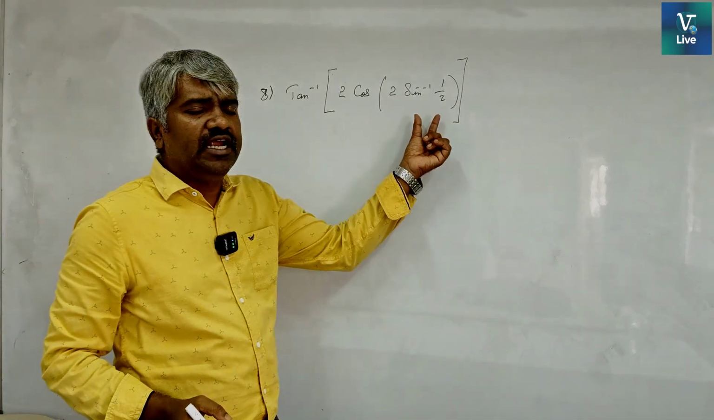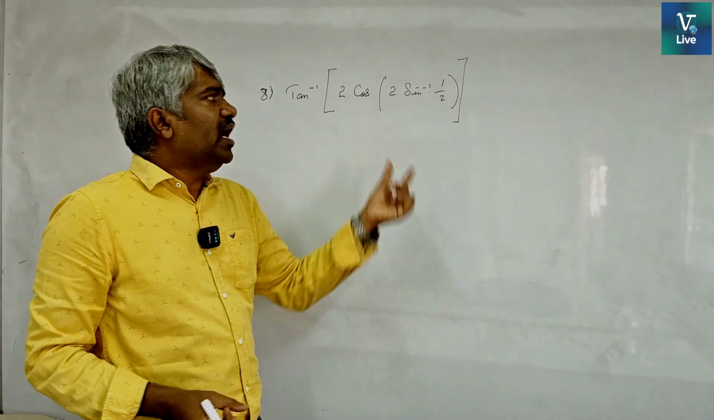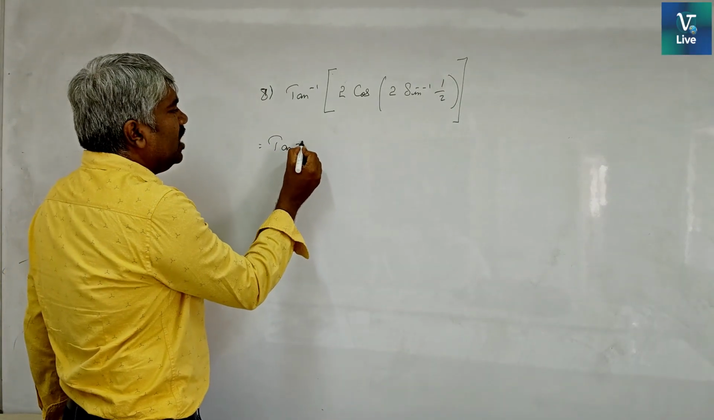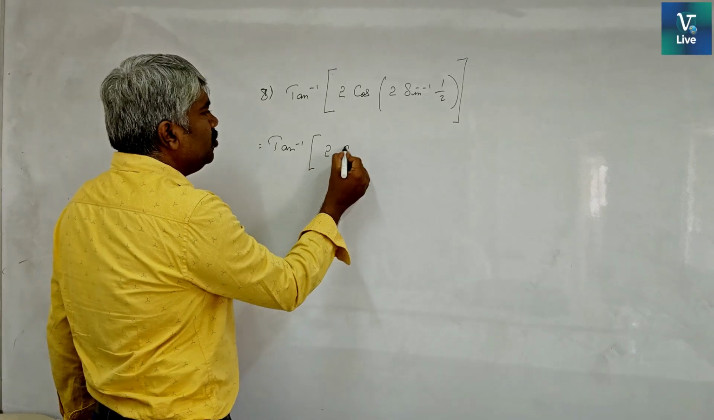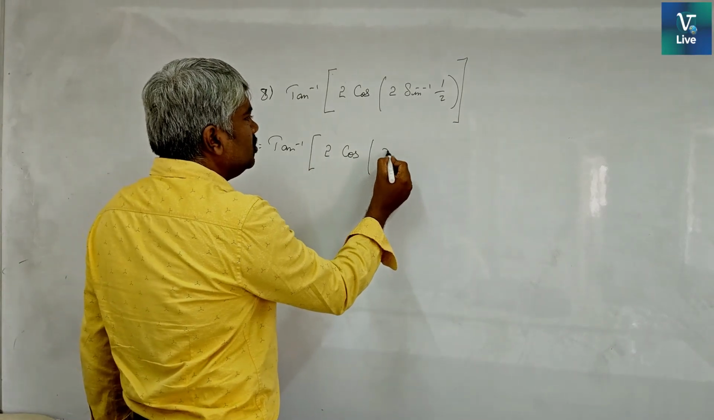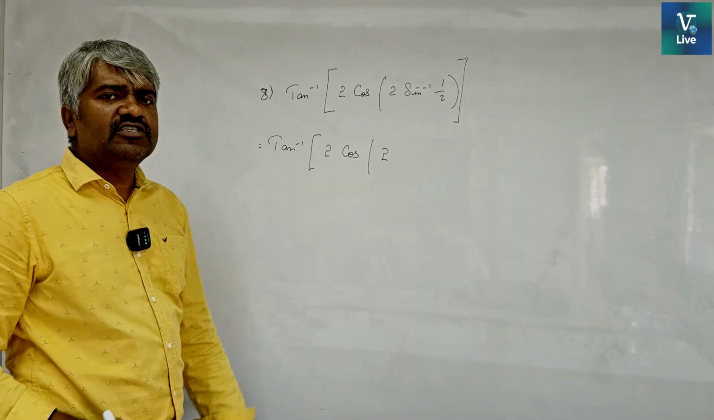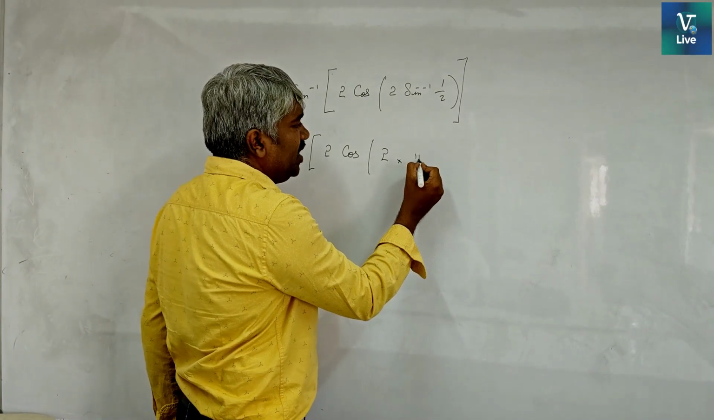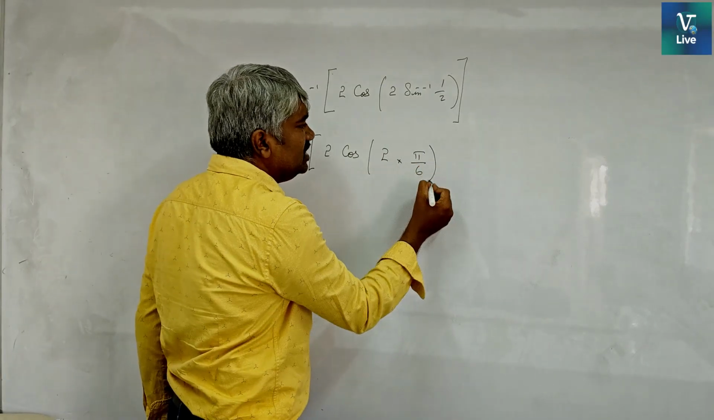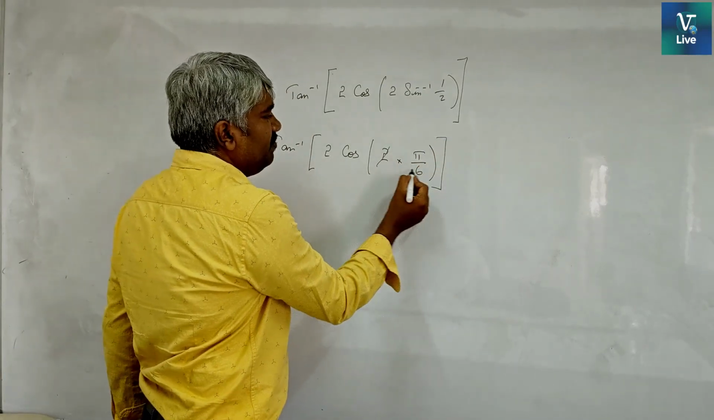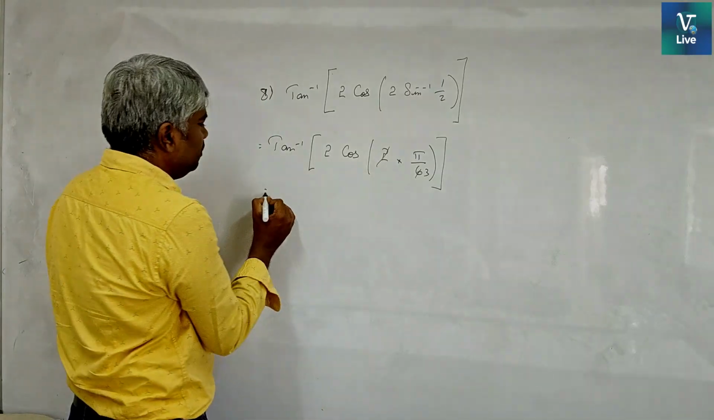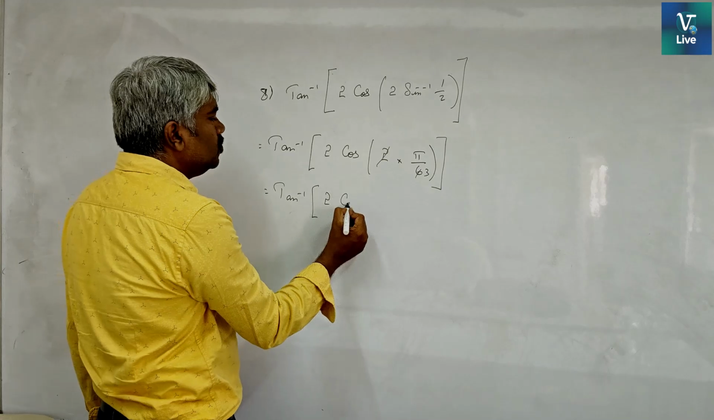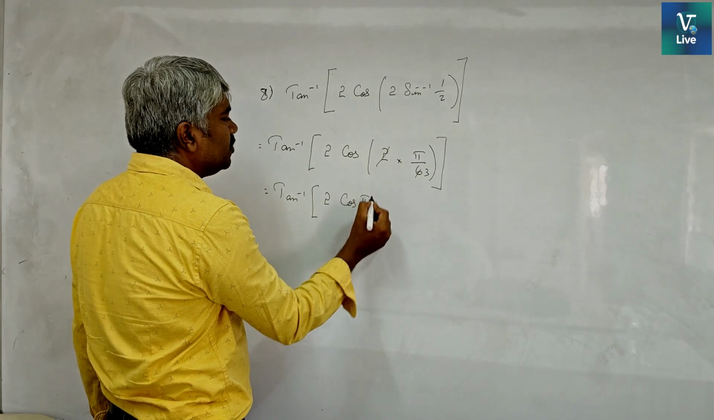So we are going to solve this problem on the principal value. I am going to solve each and every step. So tan inverse of 2 cos of 2 sine inverse of 1 by 2. The value of sine inverse of 1 by 2 is pi by 6, and 2 times that is pi by 3. So tan inverse of 2 cos pi by 3.